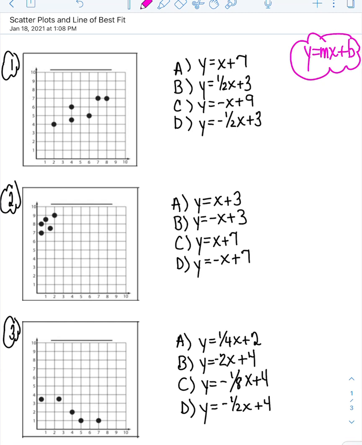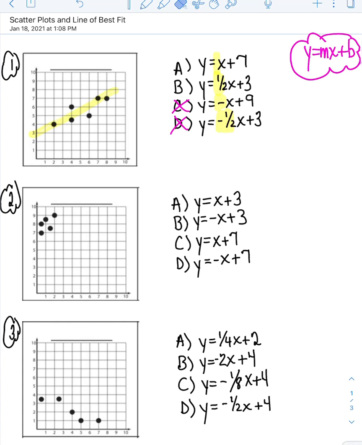Look at number 1. First, I want to decide, does this have a positive or negative relationship? I look at the dots and they seem to be going up. So next I want to eliminate based on that relationship and the slopes of your choices. Remember, that's in front of the x. So A and B both have positive slopes, but C and D have negative slopes. So I'm going to mark out C and D because they have the wrong type of slope.